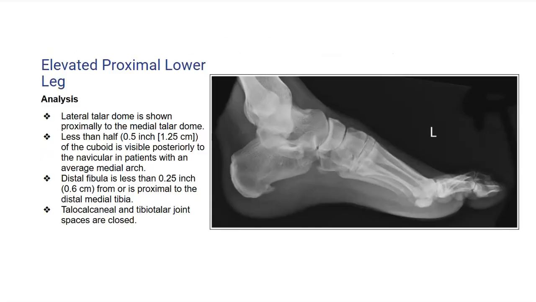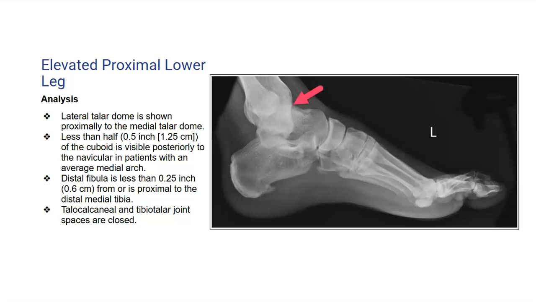So now let's talk about what is happening when you have an obscured tibio-talar joint space and one talar dome is superior and the other is inferior to one another. In a lateral foot projection, if the proximal talar or proximal lower leg is elevated farther from the IR than the distal leg, there can be a couple issues that can arise. The lateral talar dome will appear proximal to the medial talar dome.